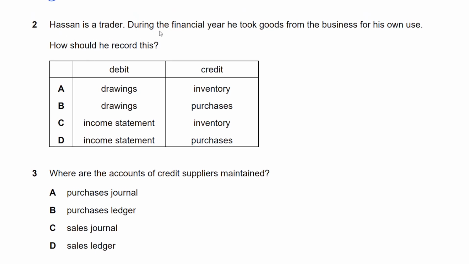Hassan is a trader. During the financial year, he took goods from the business for his own use, drawing of goods basically. How should he record this? So the account that is getting the value is drawings, and where it's coming from is purchases. Remember, purchases account records the goods for resale, and these were goods for resale. Normally when purchases rise, the purchases account is debited. But now the goods available for resale are falling, so we credit the purchases account. The drawings account is always debited with whatever drawings we take.